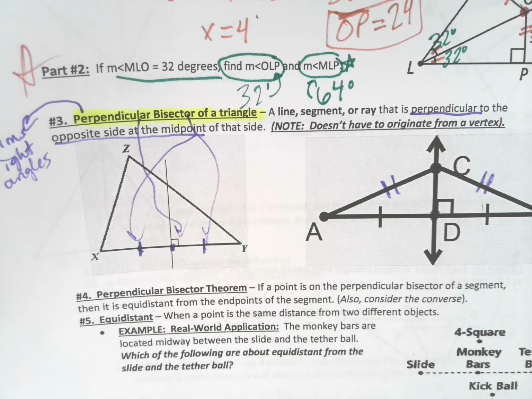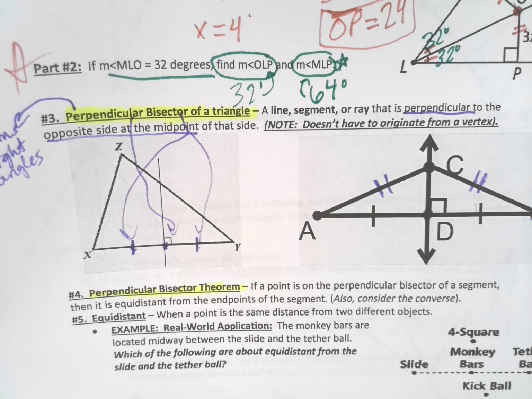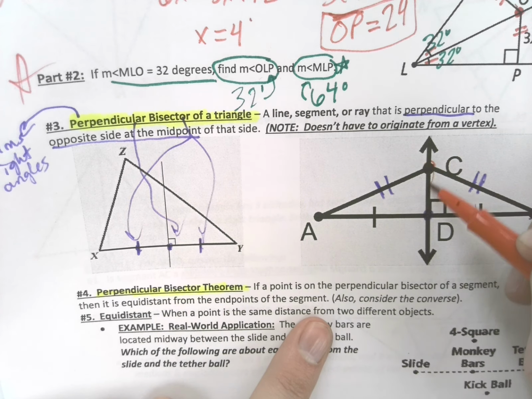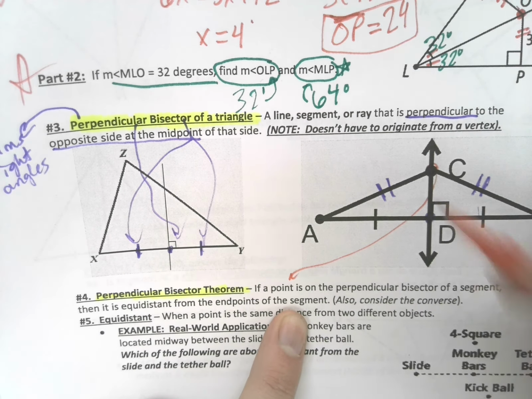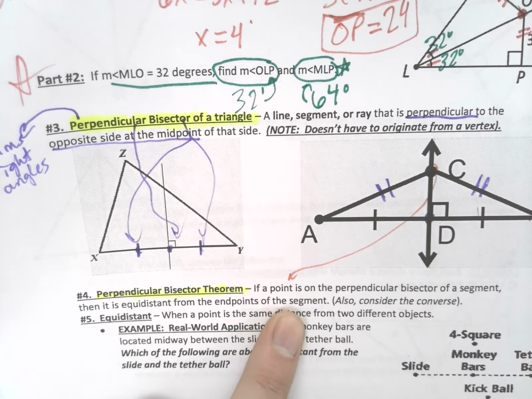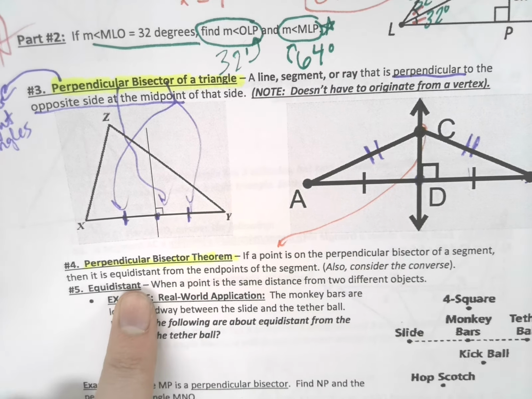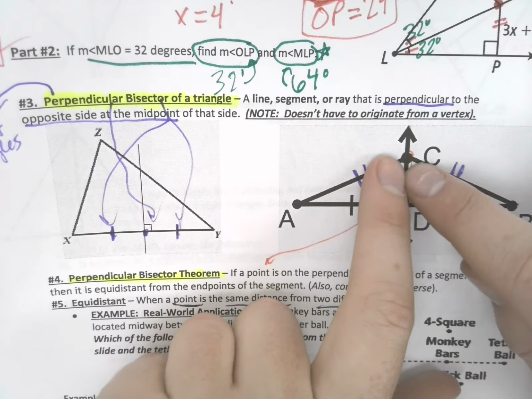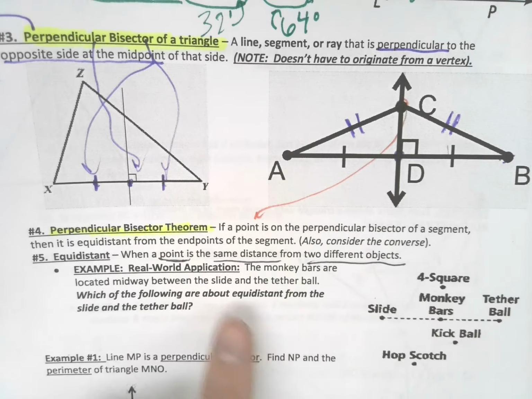So this is kind of an interesting problem. And it involves something called the perpendicular bisector theorem. You guys are noticing that we're having a lot of theorems to go along with our concepts here. So this theorem says that if a point is on the perpendicular bisector of a segment, kind of like C, then it is equidistant from the endpoints of the segment. So C to A, C to B. We can see that there. If you're not sure what equidistant means, that just means a point is the same distance from two different objects. So kind of like how C is the same distance from A and to B. That's all equidistant means.